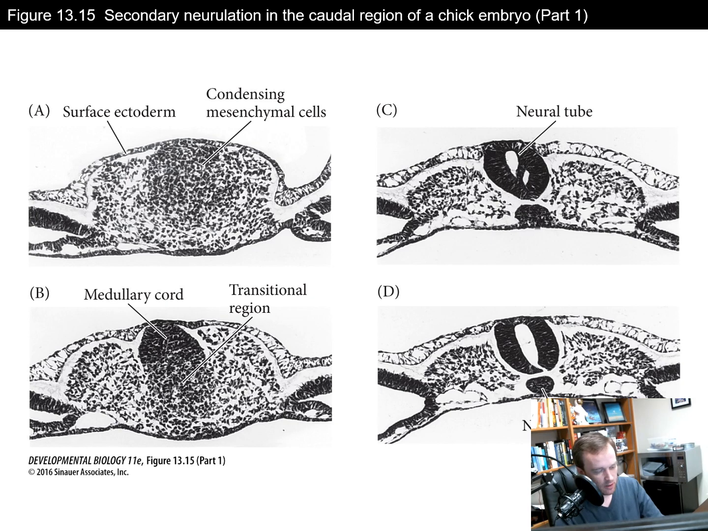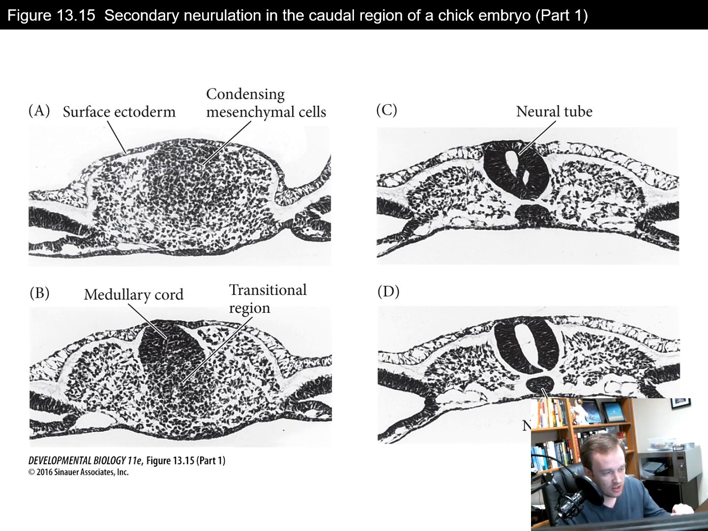So we've talked a bit about primary interrelation, and that's when that folding occurs between those neural ridges coming together. And we briefly mentioned earlier secondary interrelation, and that's where those cells kind of migrate and form up to become a tube. So now we're going to talk a little bit more about the secondary interrelation. So remember, in a chick embryo, this secondary interrelation occurs in the caudal region of the chick embryo.